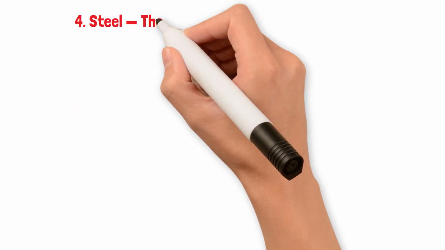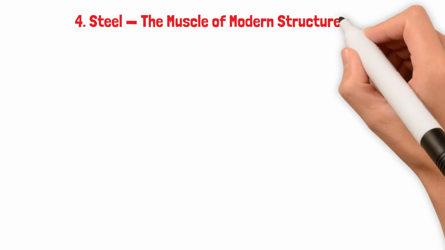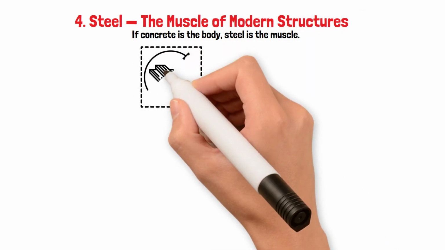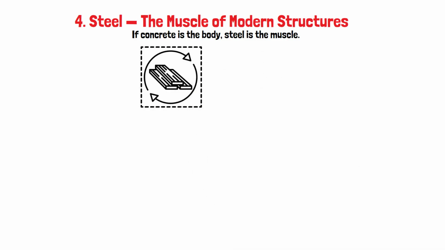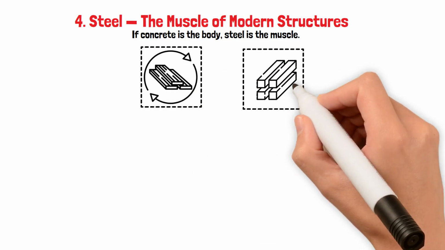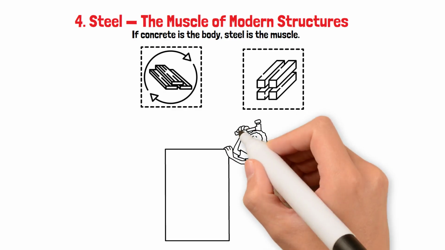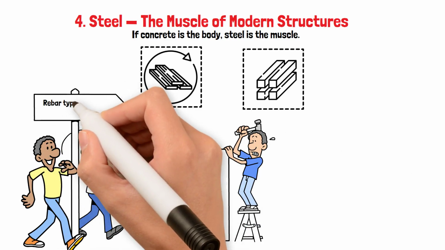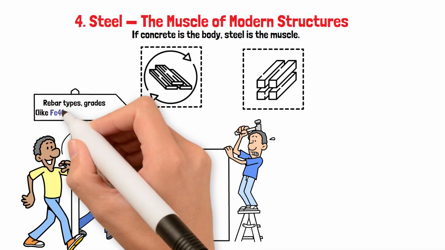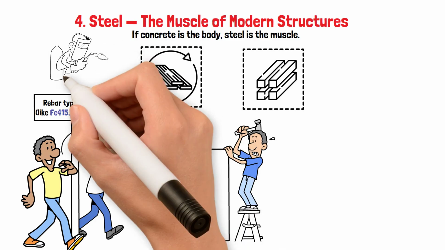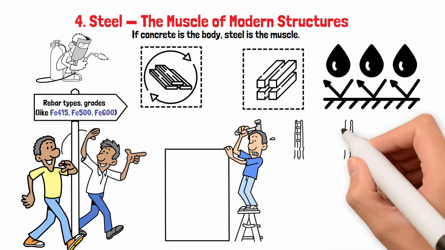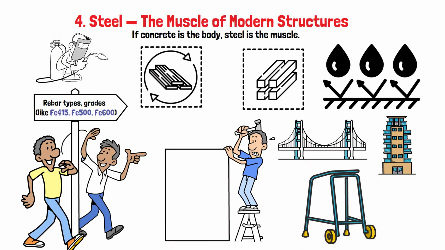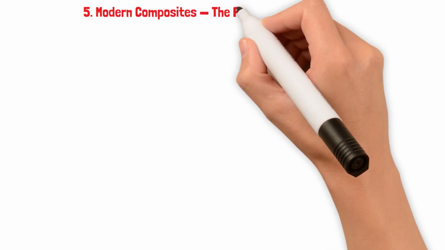4. Steel, the muscle of modern structures. If concrete is the body, steel is the muscle. Steel handles tension, bending, shear, forces that concrete alone cannot resist. Reinforced concrete works because steel and concrete expand at nearly the same rate. We'll cover rebar types, grades like Fe415, Fe500, Fe600, welding, corrosion protection, and why steel is critical for bridges, towers, and high-rise frames.